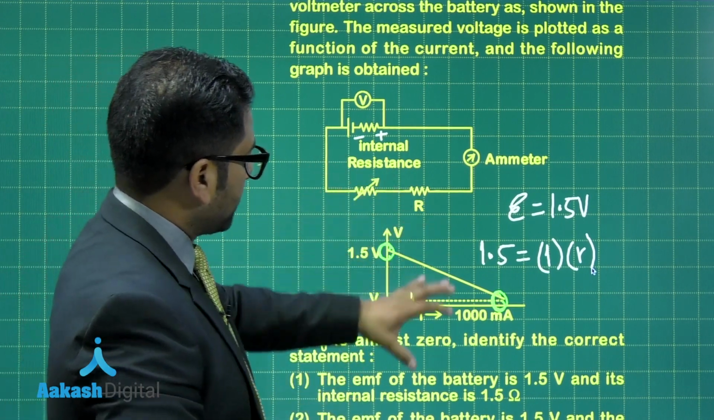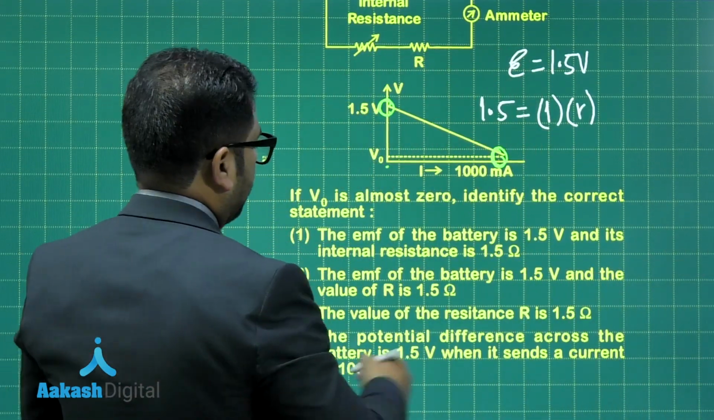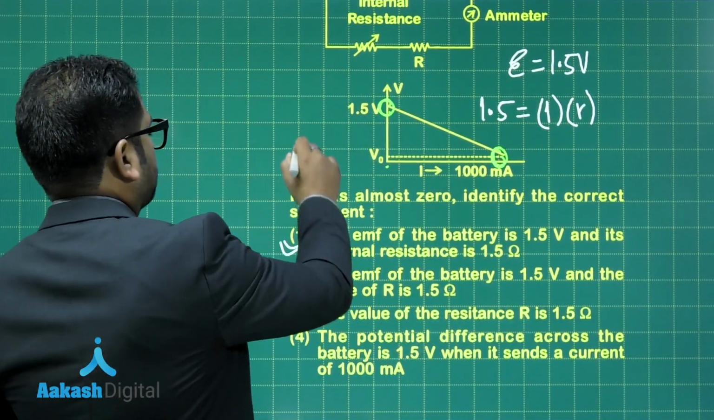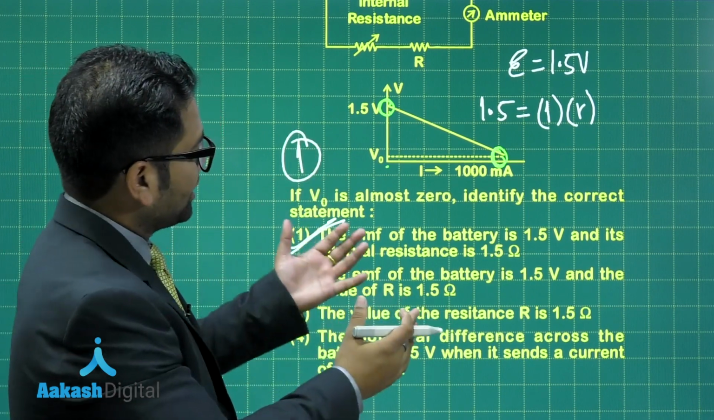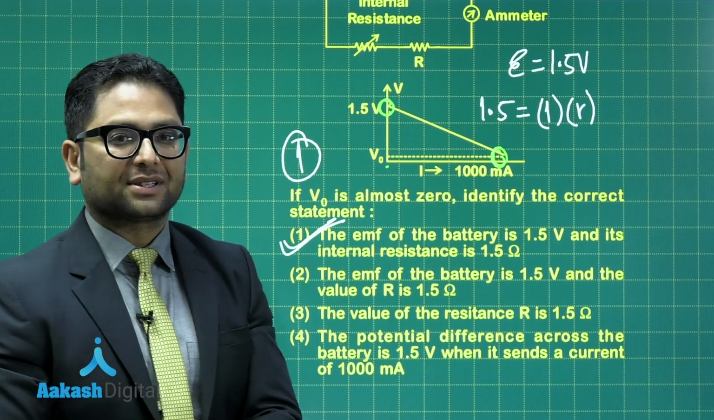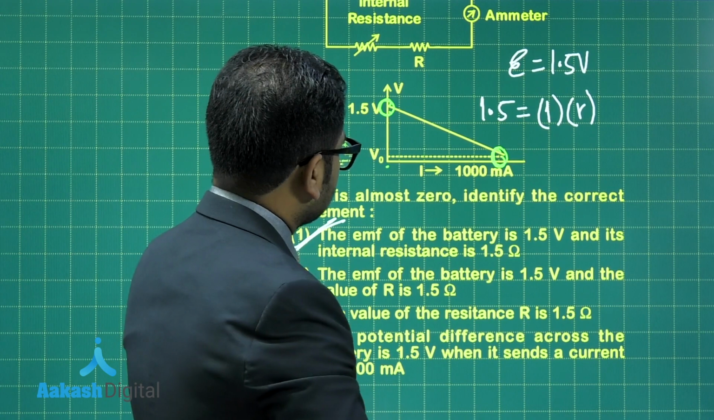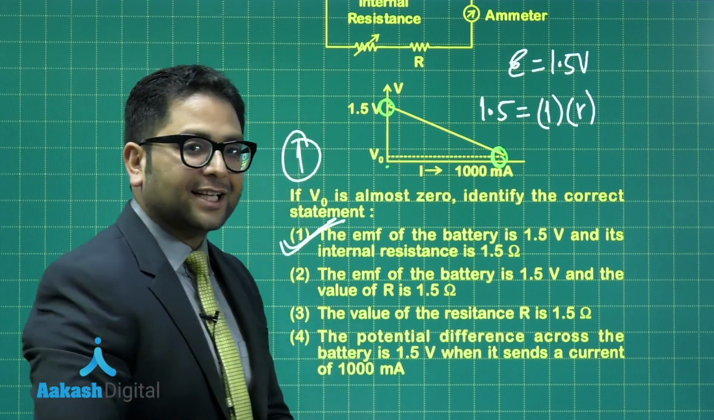So on the basis of this, you see the EMF and the internal resistance have been calculated, and luckily the first option immediately comes out to be the correct one, and since it's a single option, I need not go and check the other options. Option number 1 is the correct option for this question. All right, let's move to the next one.